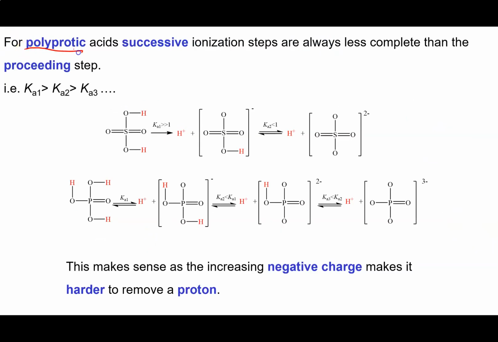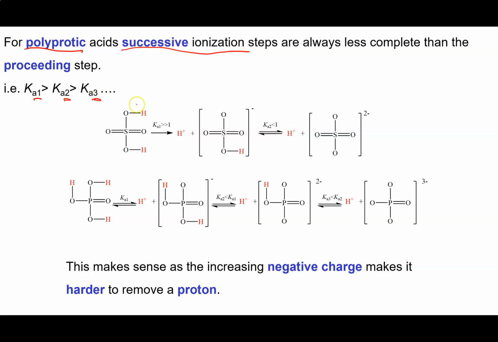What we observe for all polyprotic acids is that successive ionization steps are always less complete than the preceding step. What I mean by that is that the first Ka is always bigger than the second Ka, which is always bigger than the third Ka, and so on.